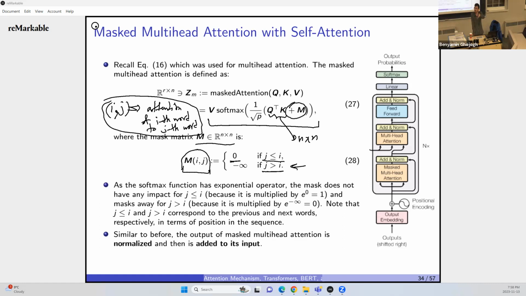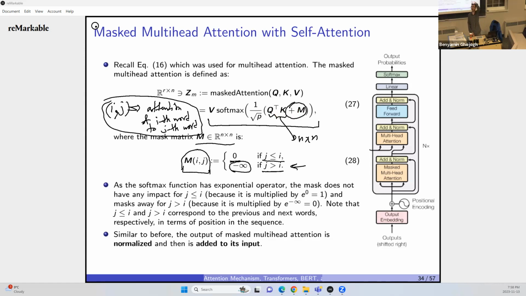So if j is greater than i, what does it mean? I'm attending to a future word, right? Attending to a future word doesn't make sense. The future word hasn't yet arrived. It's a causal model, okay? So I put minus infinity. Everything plus minus infinity, what happens to it? It becomes minus infinity, right? So the attention plus minus infinity becomes minus infinity.